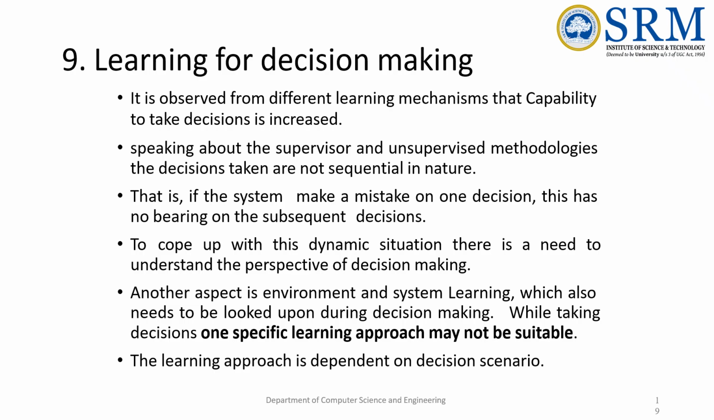Why is decision making important? Every intelligent system must decide what action to take, when to take it, and which option is best. For example, a self-driving car must decide whether to stop, slow down, turn left, turn right, or move forward.